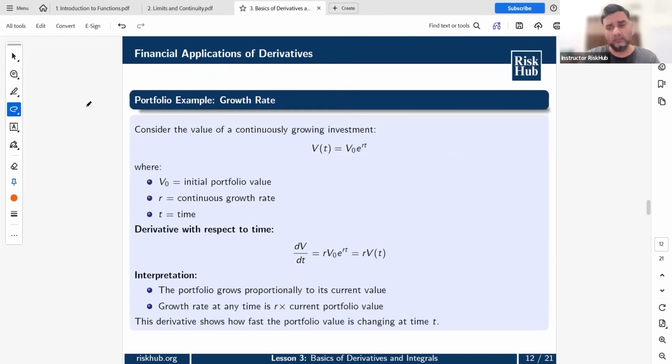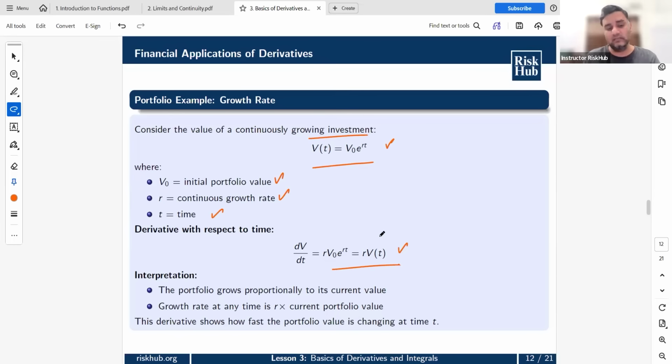Now we are getting into another example, a portfolio growth example. Consider the value of a continuously growing investment, V(t) = V0 e^(rt). V0 is the initial portfolio value, r is the continuous growth rate, and t is the time. You take the derivative with respect to time, dV/dt, and this is how you get rV(t). So we took the derivative, e^(rt) becomes r e^(rt).